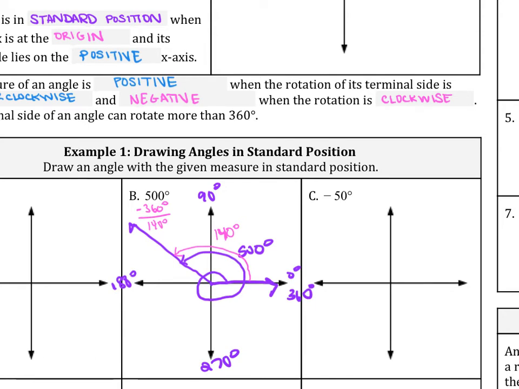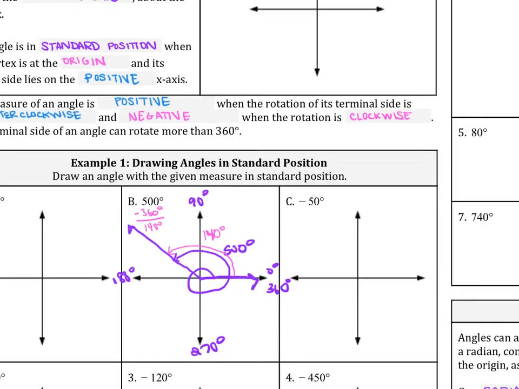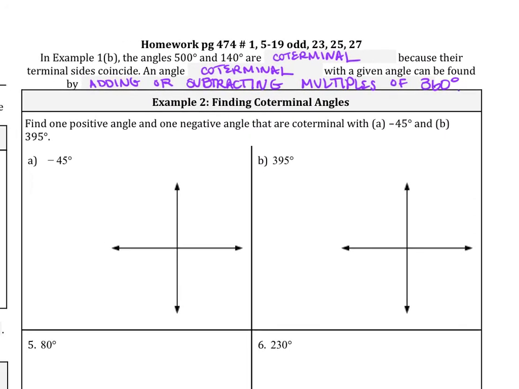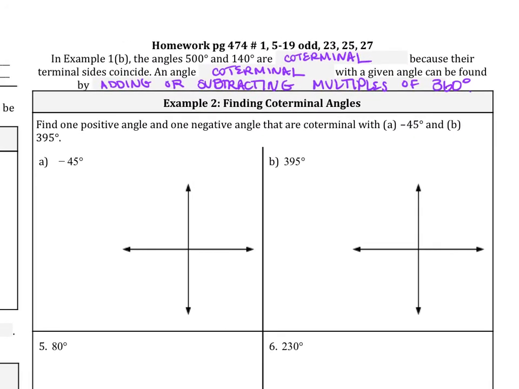terminal sides end at the same place, right? So at 500 degrees, if it rotates here, it terminates here. And 140 degrees, it also terminates here. So they coincide, they stop at the same exact place. So an angle coterminal with a given angle can be found by adding or subtracting multiples of 360 degrees.